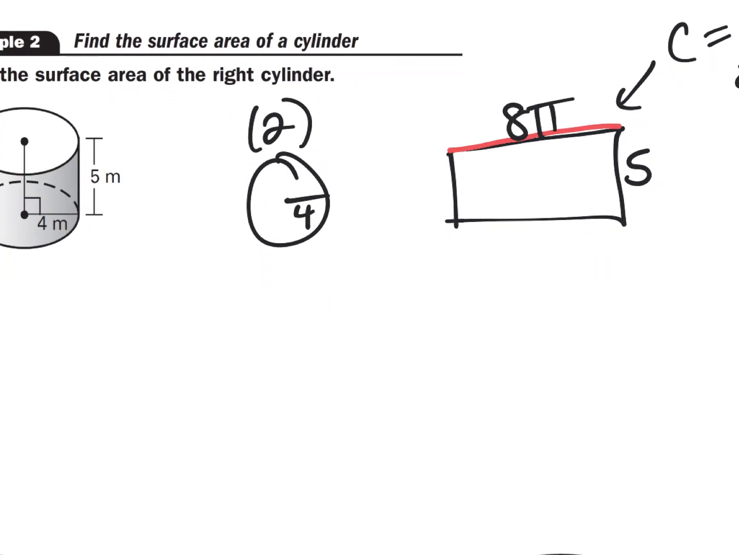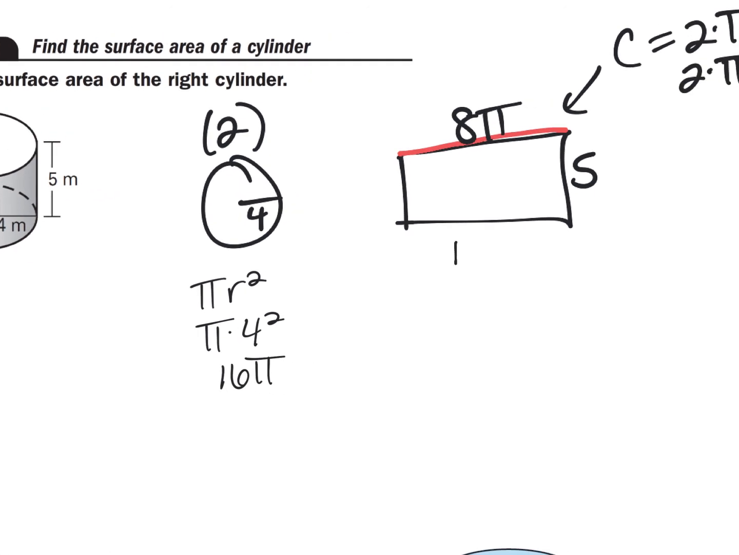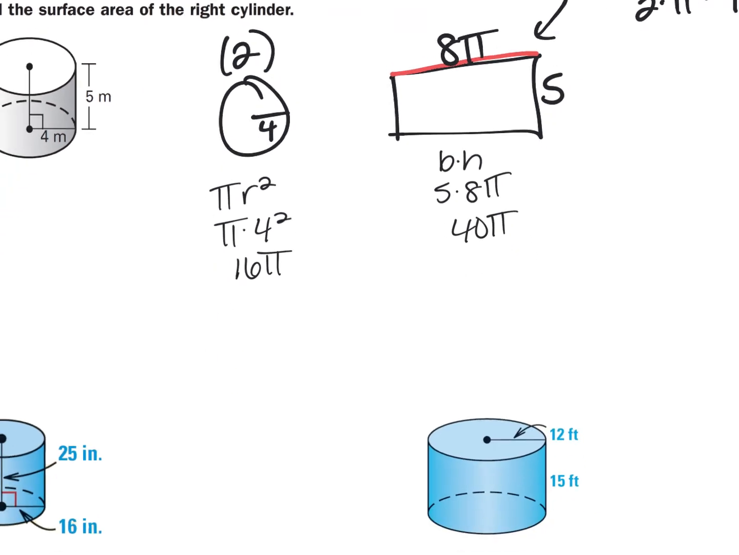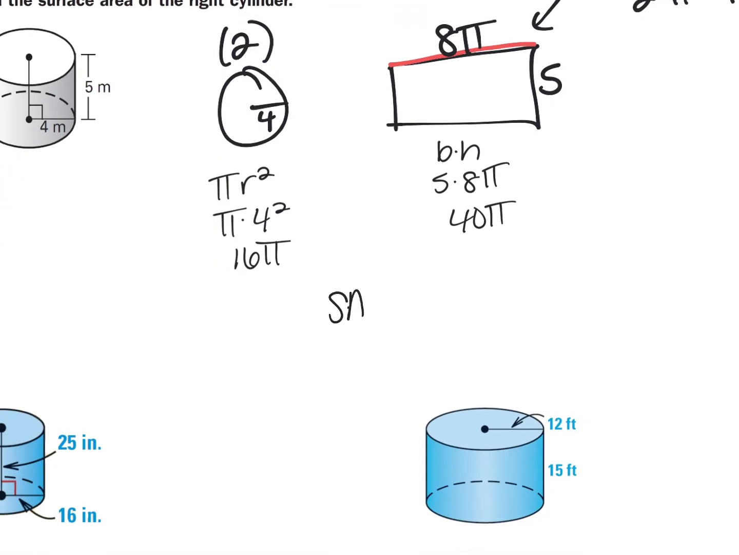Let's do our circle. Pi r squared is my formula for area of a circle. Pi times 4 squared, which gives me 16 pi. Cool, I'm gonna leave it there. Base times height for this rectangle. So 5 times 8 pi, that would give you 40 pi. All right, let's do the surface area. So we have 2 of those sides that are 16 pi plus 1 side that is 40 pi.